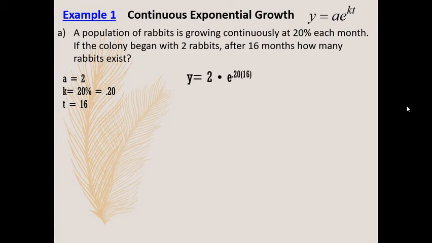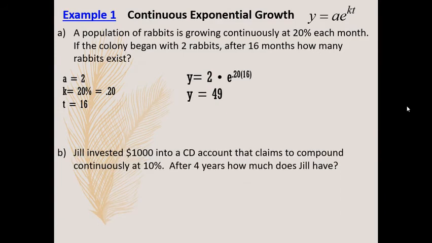This is what the equation looks like: 2 times e^(0.20 × 16). If you plug this into your calculator, what will you get? That's right, you'll get 49 rabbits at the end of it. Okay, let's take a look at another one. Jill invested $1,000 into a CD account that claims to compound continuously at 10%. After 4 years, how much does Jill have?